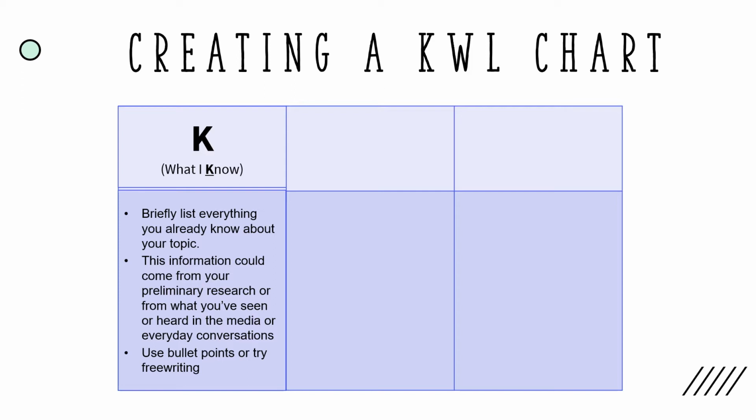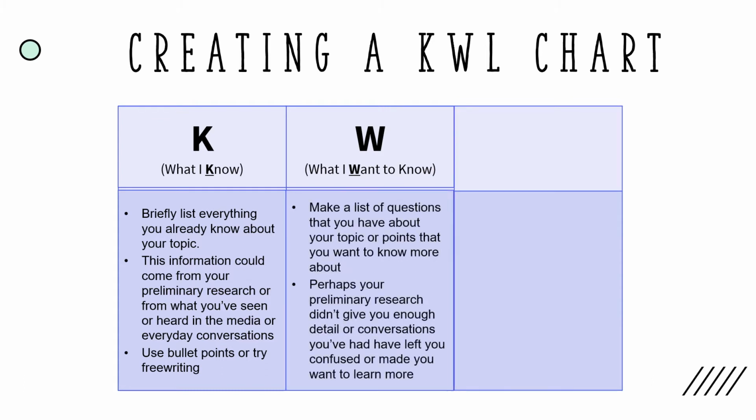This information could come from what you learned about your topic while completing your preliminary research, or it could come from what you've seen or heard in the media or in everyday conversations. You can use bullet points to keep track of this information in the first column, or you can try free writing about the topic here. The second column is the W column, which stands for what I want to know. Here, you should make a list of questions that you have about your topic, or points that you want to know more about. Perhaps your preliminary research didn't quite give you enough detail, or maybe you've had conversations with people on the topic that left you confused or made you want to learn more about it.